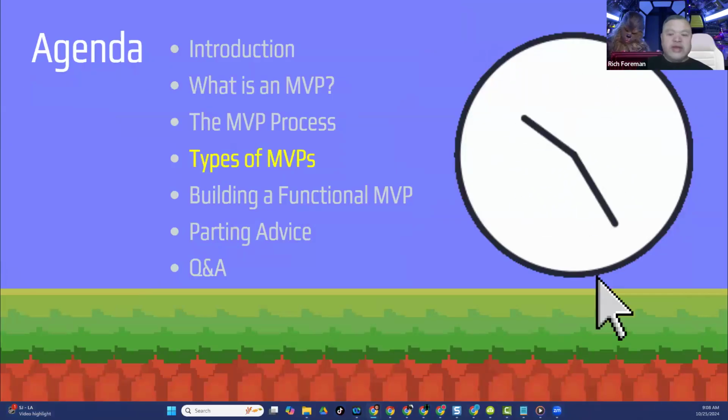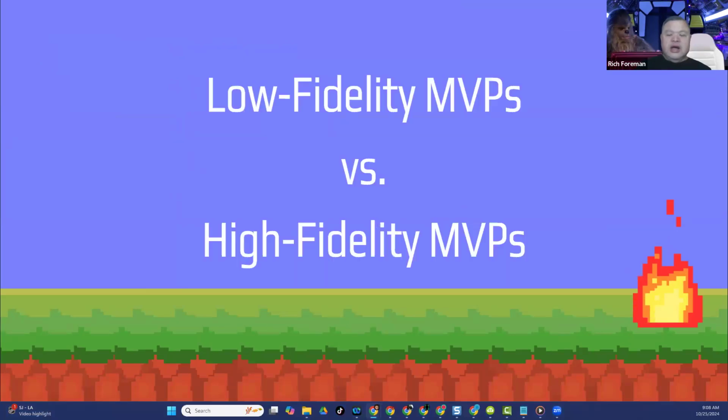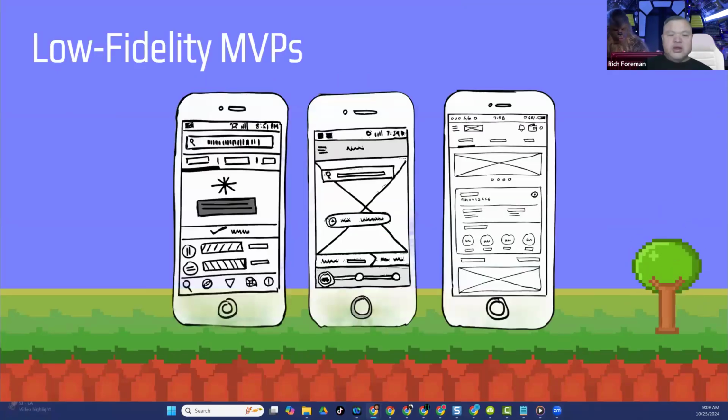So let's go over the different types of MVPs. I'm going to distinguish between them. There's the low fidelity MVP, which I would describe as part of your market research, and there's the high fidelity MVP, which I would describe as being somewhat functional. So let's talk about the low fidelity MVP.